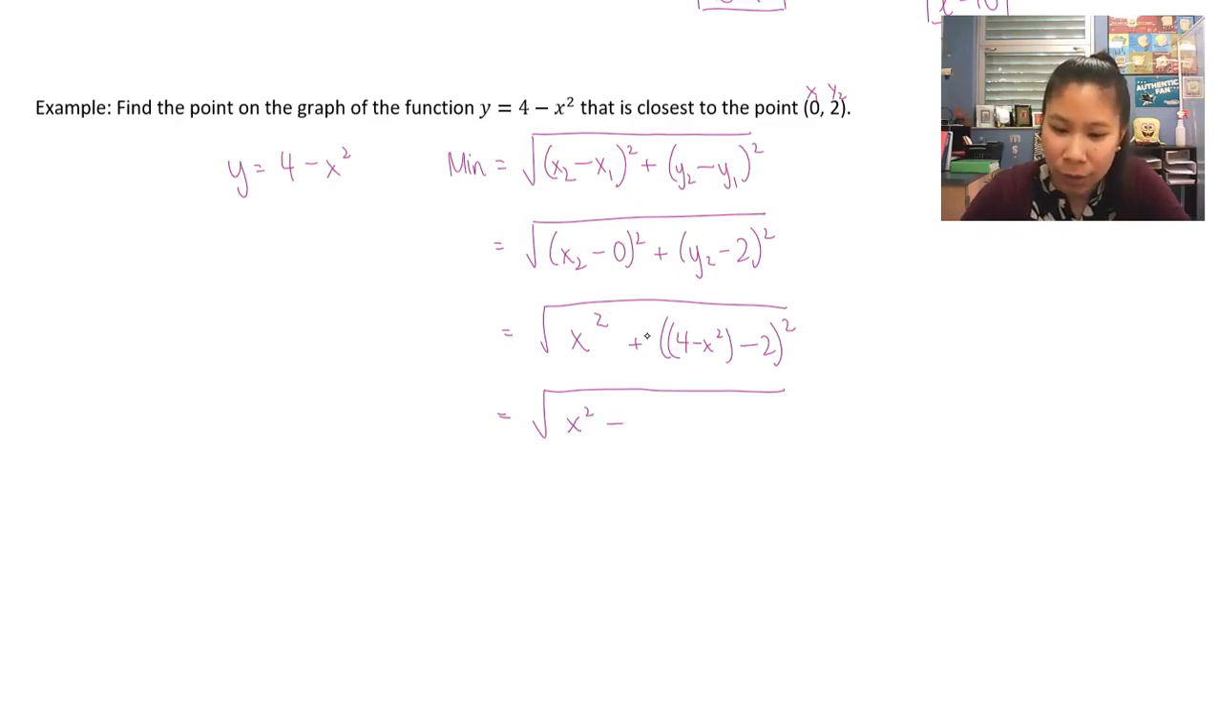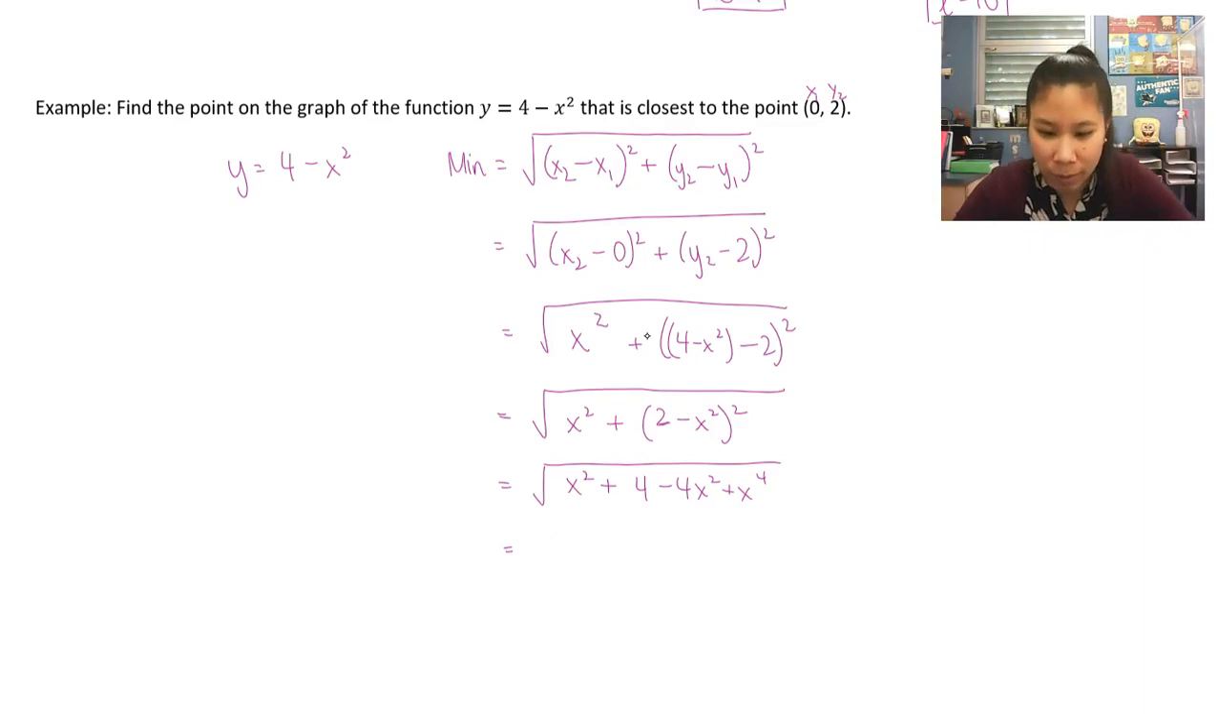Let me simplify this a bit to make it look nicer. 4 minus x squared minus 2 is really 2 minus x squared, and we're squaring that. To make this easier to find the derivative of, I'm going to square things out and combine like terms. Foiling out 2 minus x squared, squared, gives me 4 minus 4x squared plus x to the fourth. Finally combining my like terms, I'm also going to rewrite my radical as something to the 1/2 power, because that's easier to find derivatives of, and that's ultimately what I need to do. So x to the fourth minus 3x squared plus 4, raised to the 1/2 power. That's my minimizing equation in its simplest form.